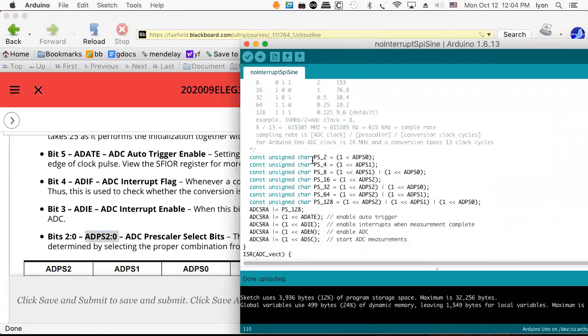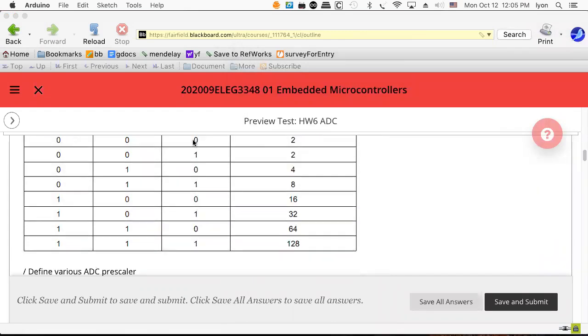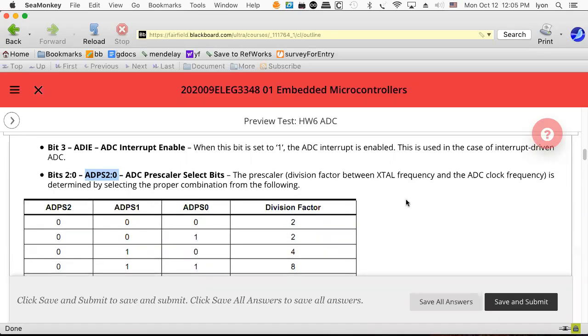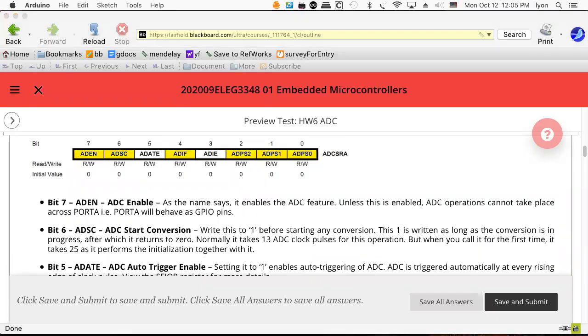PS is for prescaler. And now we can see ADPS0 being set to a 1 is going to give us a divide by 2. And so here it is being set to a 1, and it gives us a divide by 2. In fact, if we set it to a 0, it's going to be a divide by 2 because that's the minimum we can use for our prescaler. So that's kind of an interesting thing. So now you've got all your divide stuff in there.